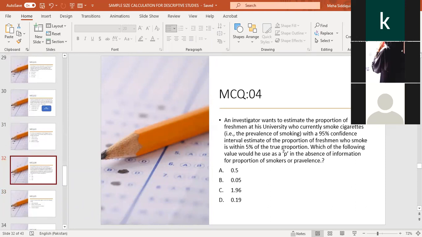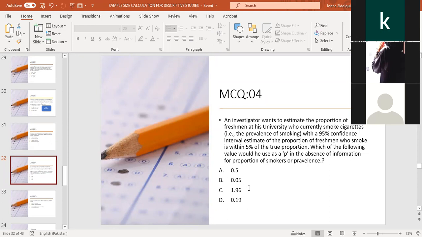An investigator wants to estimate the proportion of freshmen at his university who currently smoke cigarettes, that is the prevalence of smoking, with a 95% confidence interval. Estimate of proportion of freshmen who smoke is within 5% of the true population. Which of the following value would he use as a P in the absence of information for proportion of smokers or prevalence? 0.5, 0.05, 0.5, 1.9.